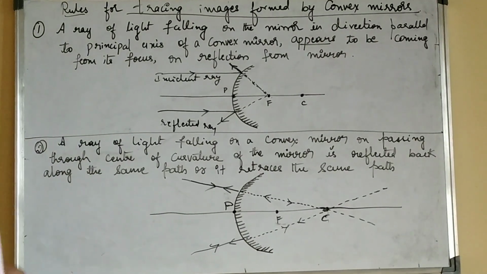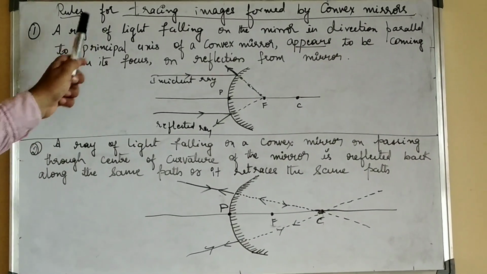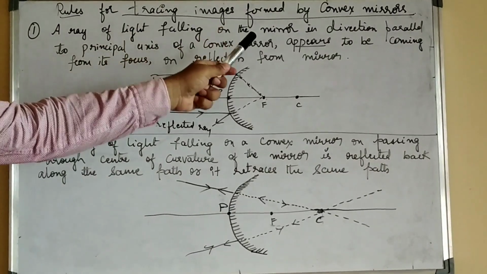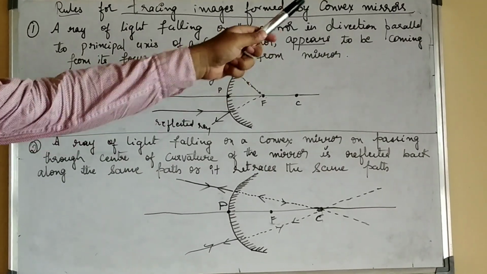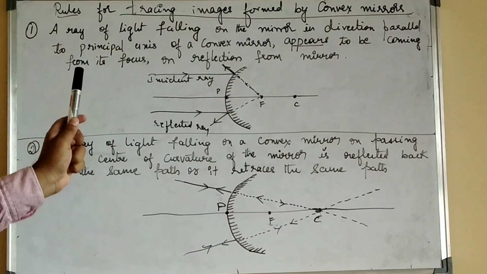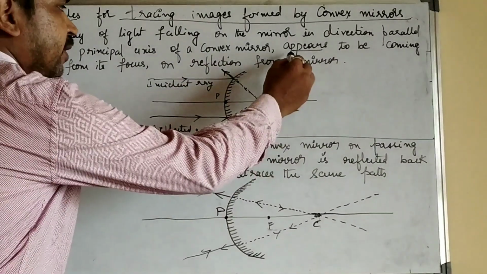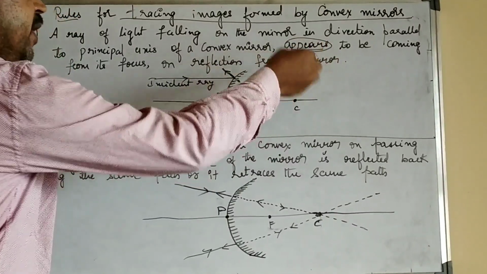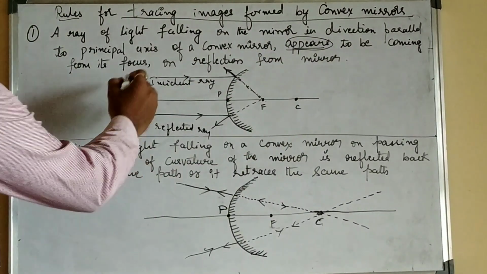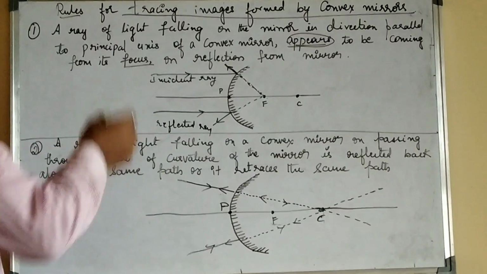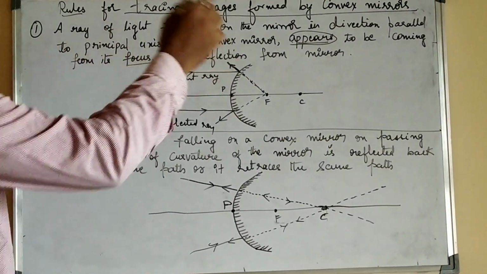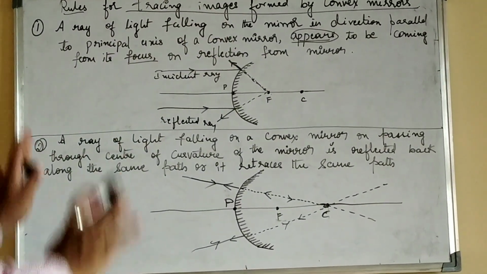Now, the first rule is a ray of light falling on the mirror in direction parallel to the principal axis of a convex mirror appears to be, I have underlined the word, appears to be coming from its focus. On focus means principal focus on reflection from the mirror. So this is the first rule.